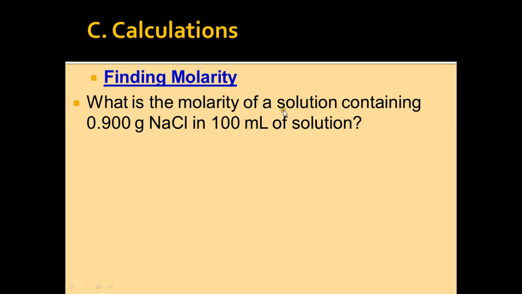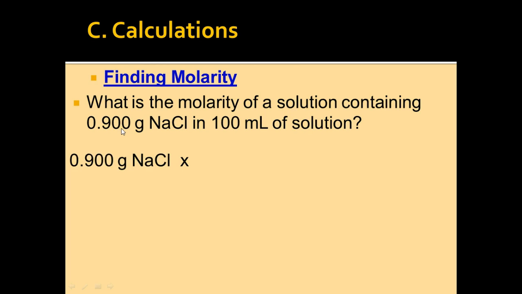What is the molarity of a solution containing 0.9 grams of NaCl in 100 milliliters of solution? We first have to figure out what we have. We have grams or mass, and we have milliliters, which we can convert to liters, and we want to find molarity. If you remember the formula for molarity, which is moles over liters, we have to first convert this to moles. We're going to start by doing that.